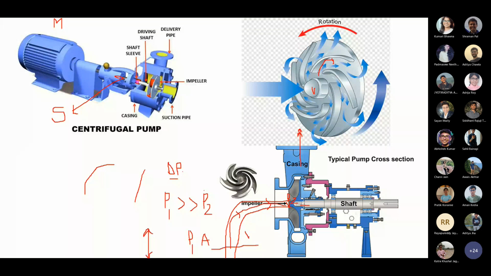Another one is, if you create very high vacuum, and if at that room temperature that vacuum is equal to the vapor pressure of the water, what will happen? Whatever water comes will become vapor, and that way also you will not be able to draw the liquid. Both are extreme cases, which only occur when the distance from the pump to the water level is very high.